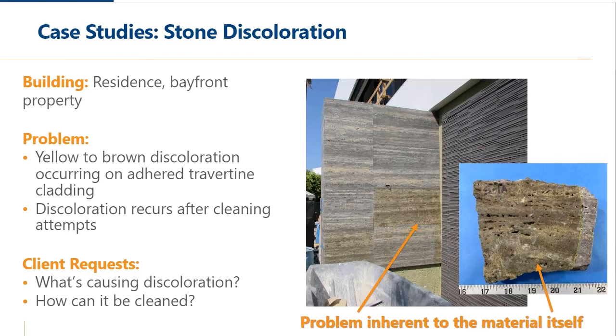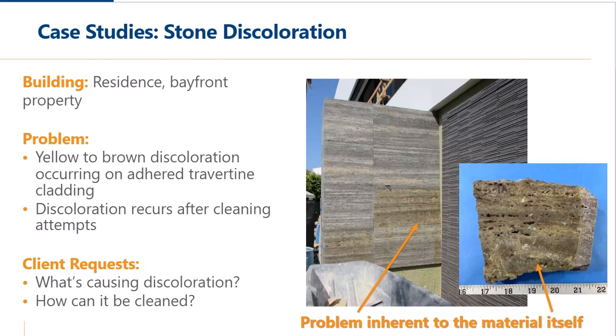These samples were removed from the exterior cladding of a coastal residential property, which began exhibiting localized yellowish to brown discoloration shortly after installation. Discoloration recurred after cleaning attempts, and our client was interested in A, determining the cause of discoloration, and B, to help aid in potential cleaning options.